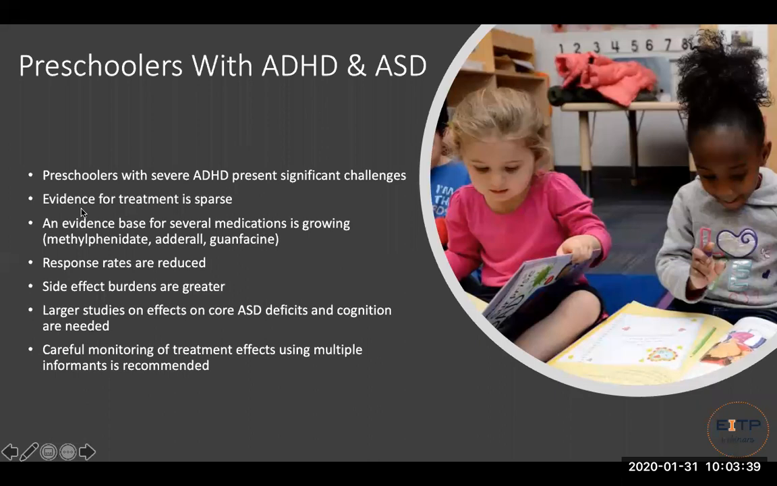So I wanted to talk about preschoolers. There's some literature on toddlers up to 3, but I'm sure some of you see preschoolers, and some preschoolers have severe ADHD with significant behavioral challenges and are unavailable for therapies because they are so hyperactive and impulsive, and there's not a lot of evidence for treatment. But there's more and more evidence for trying medication in some of these kids, particularly when they are not available for services and they are aggressive to other kids.